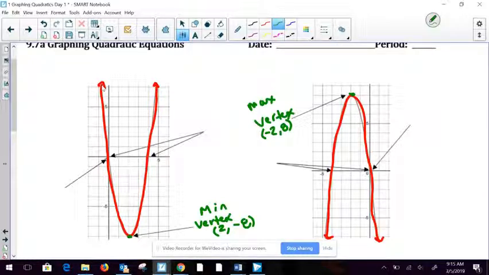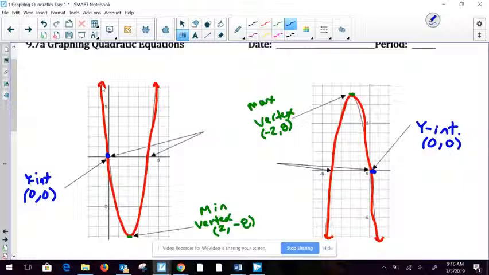So moving on from there, the next type of key information that we have is right here. These are both considered our y-intercepts. If you think back to our definitions from last semester, the y-intercept is also known as where it crosses the y-axis. In both of these situations, it crosses at the origin, so point (0, 0). It doesn't always cross at the origin. Just in this situation, they're both crossing there.